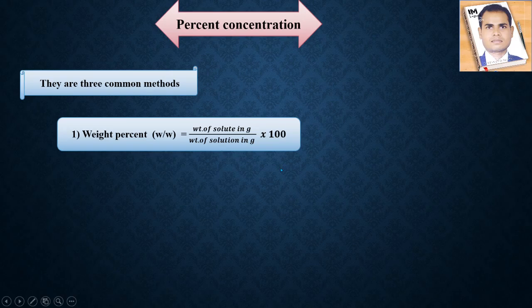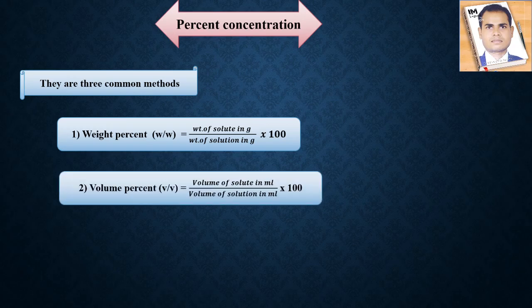By the mass of that particular component, the sugar, we can calculate the percentage of sugar and the percentage of soil, by using this weight percent formula. So in this way we can calculate the percentage of sugar and the percentage of soil.